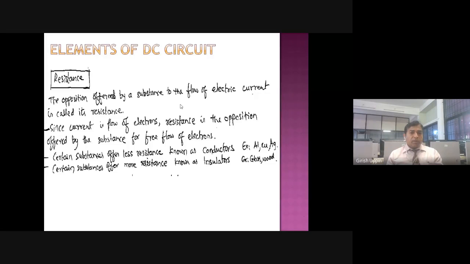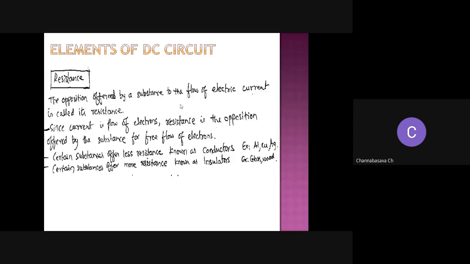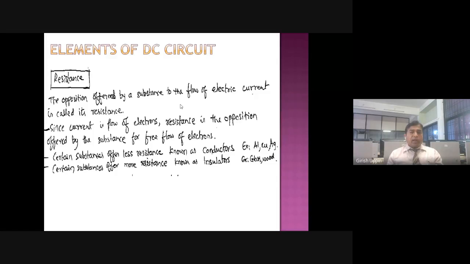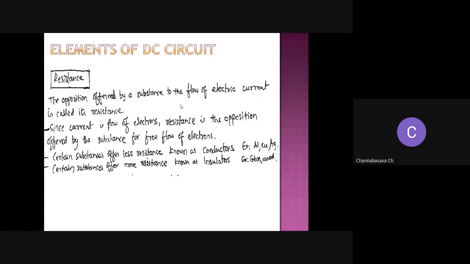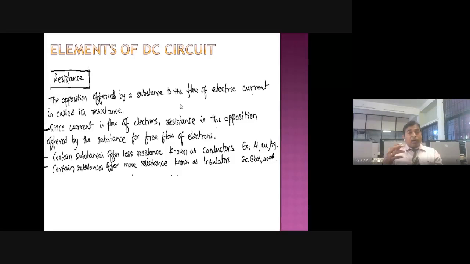How about the temperature? Directly proportional. As temperature increases, the number of atoms excited will increase, and the collisions will increase. So that is how the resistance will increase. The free flow of electrons will not be possible. As the temperature increases, the atomic movement also increases, so the free flow of the electrons will decrease. That is how the resistance will increase.